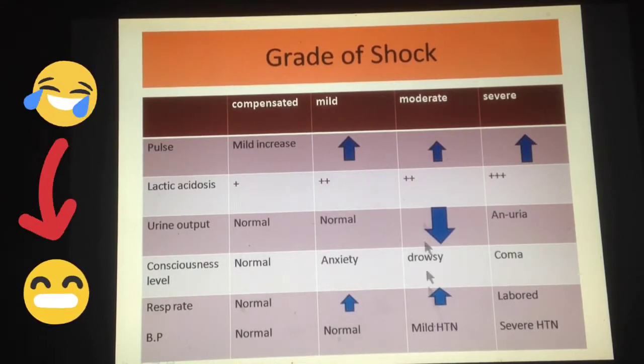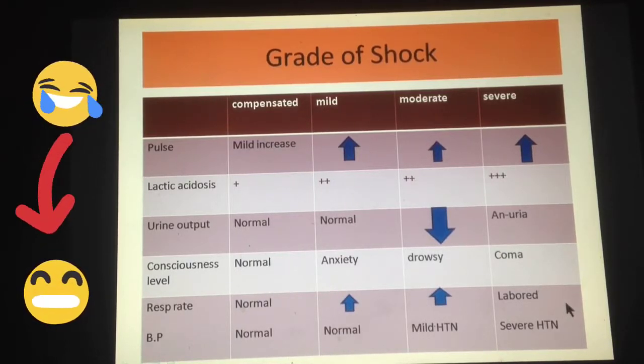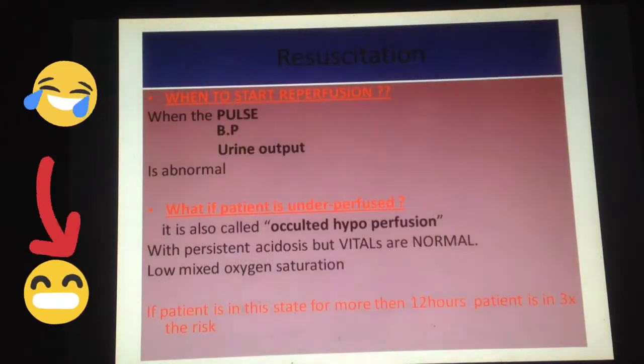approximately 149 mmHg. In a severe state of shock, the pulse rate is still increased, there is a lot more lactic acidosis, and no urine is being produced, hence anuria, which means absent urine. The patient is comatose, the respiration is labored, and the blood pressure shows severe hypotension, approximately more than 159 mmHg.